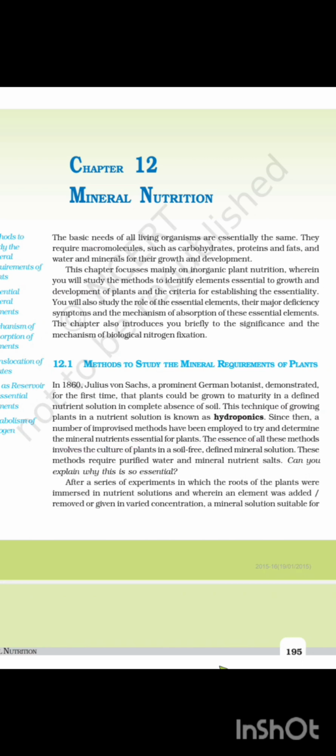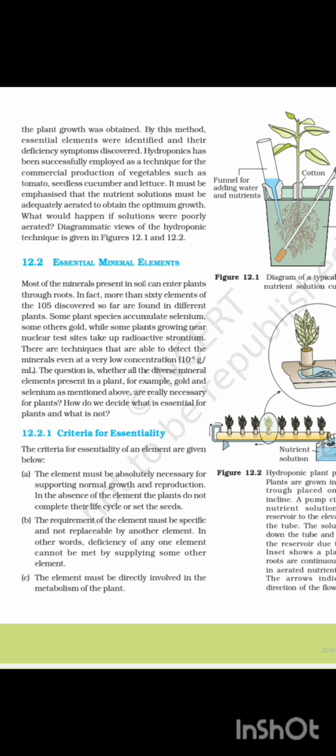The essence of all these methods involves the culture of plants in a soil-free, defined mineral solution. These methods require purified water and mineral nutrient salts. Can you explain why this is so essential? After a series of experiments in which the roots of the plant were immersed in nutrient solution and wherein an element was added, removed, or given in varied concentration, a mineral solution suitable for plant growth was obtained. By this method, essential elements were identified and their deficiency symptoms discovered.